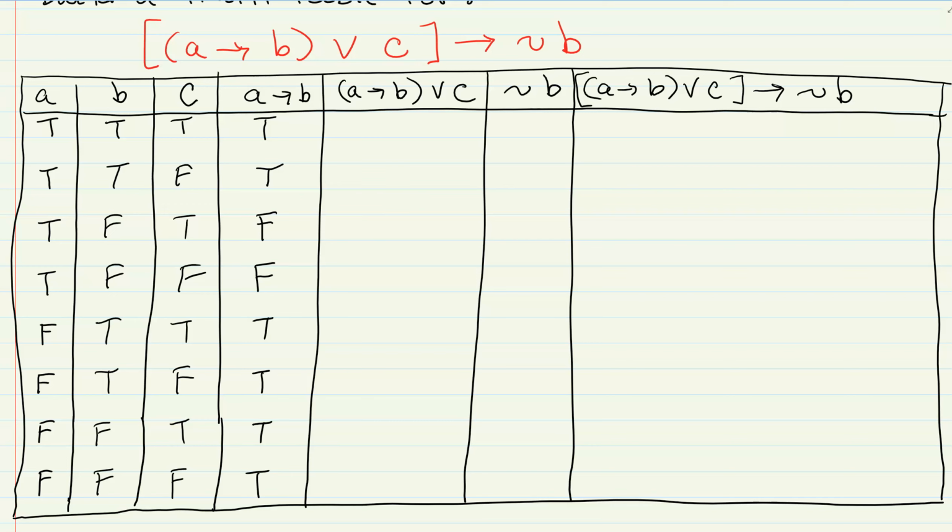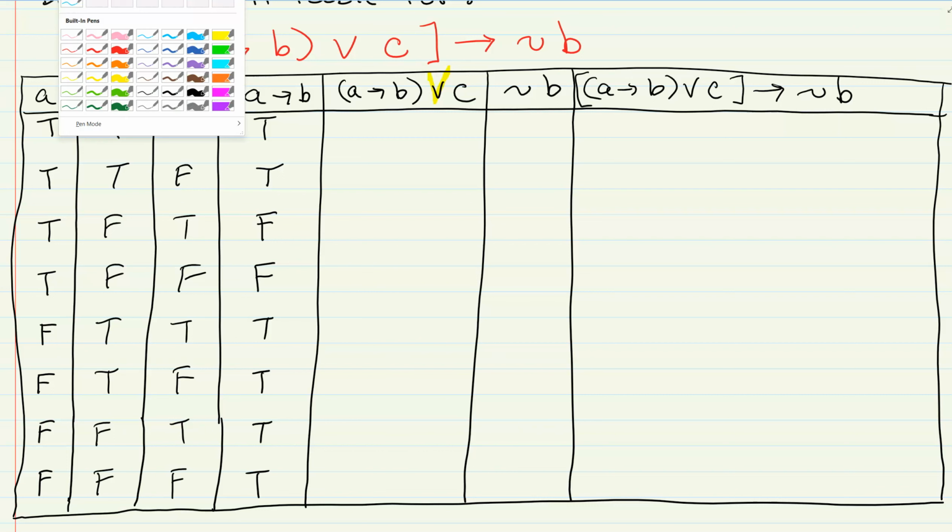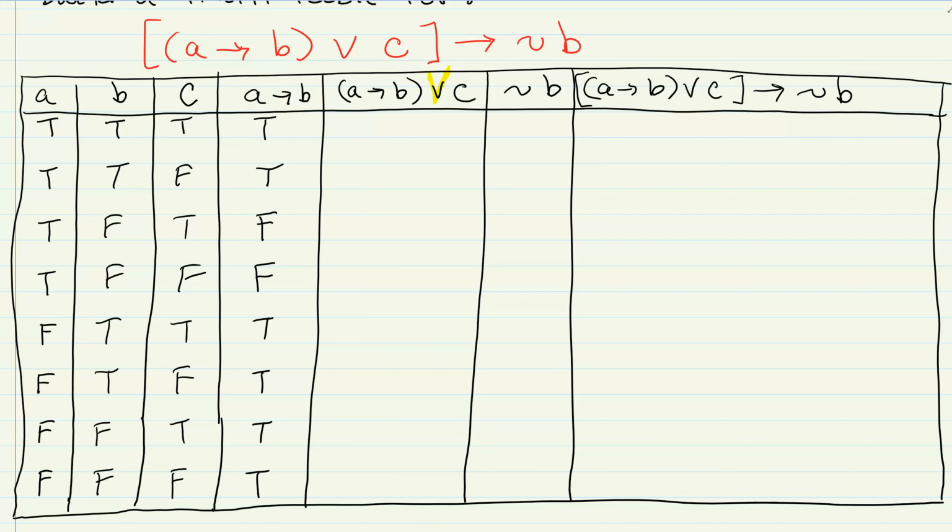Okay, now we are looking at the fourth column and the third column, and the connective that we will look at is or. Okay, so we are saying true or true is true as long as there is one true in there. Our statement is true. When both are false, then our statement is false. This is true, true, true, and true.